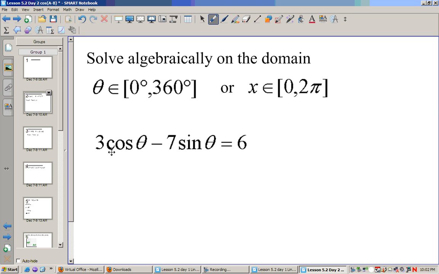Now, if I have this 3 cosine theta minus 7 sine theta, we really can't figure out what the values of theta are if there are cosine and sine. So what we need to do is write this in a way that there's only one trigonometric ratio. So remember, yesterday we learned how to write these as one sine. So to convert that, cosine moves it in the x direction, the sine moves it in the y direction.